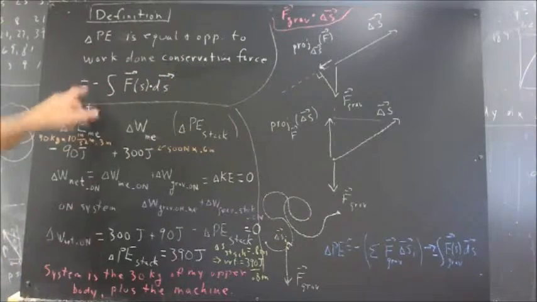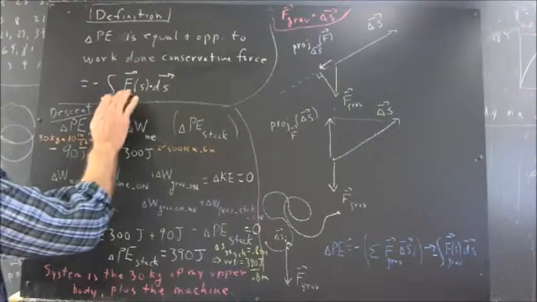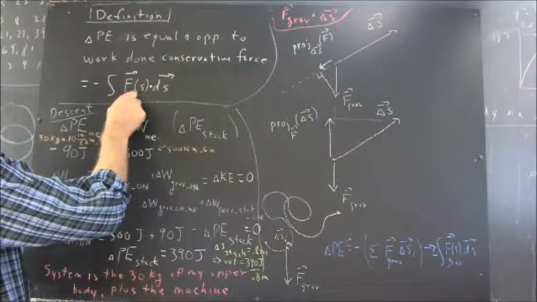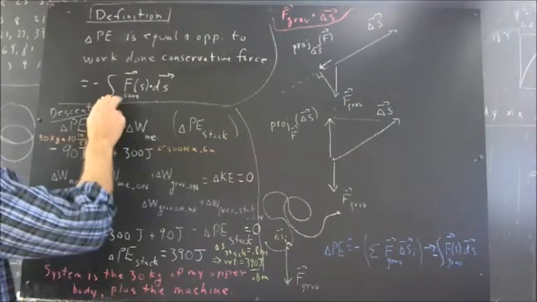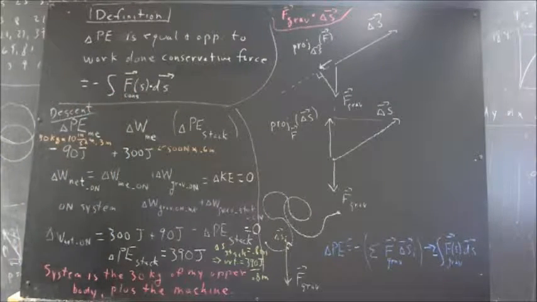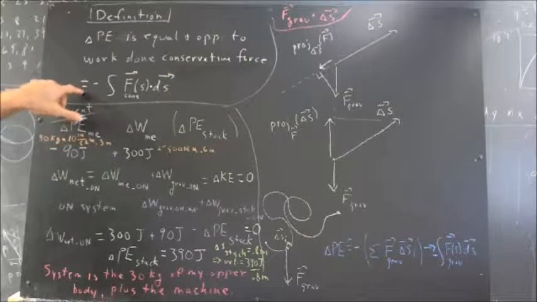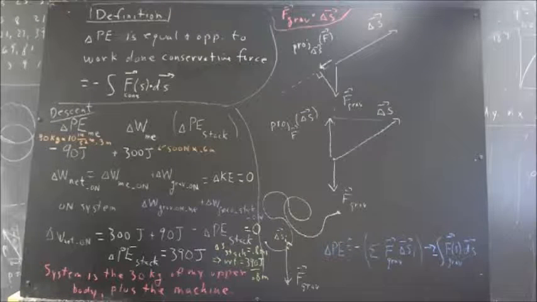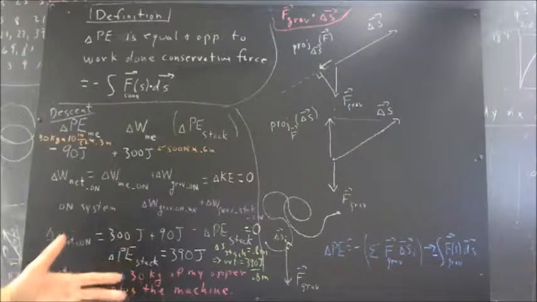It's equal and opposite to the work done by the conservative force. So that would be equal to the negative integral of the dot product of the conservative force with the displacement. And we'd better put a subscript to indicate that this is a conservative force. Okay, so that's our definition. And I really recommend that definition to you. It's one single unifying definition.